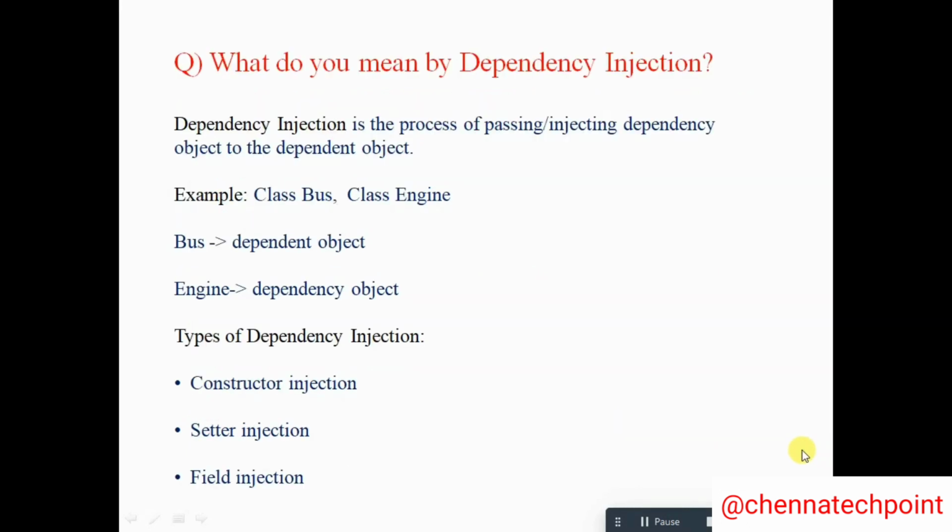Next one, what do you mean by dependency injection? Dependency injection is a process of passing or injecting dependency objects into a dependent object. For example, class Bus and class Engine. Bus is the dependent object, Engine is the dependency class. Types of dependency injection are constructor injection, setter injection and field injection. These are the three types of dependency injection in Spring.